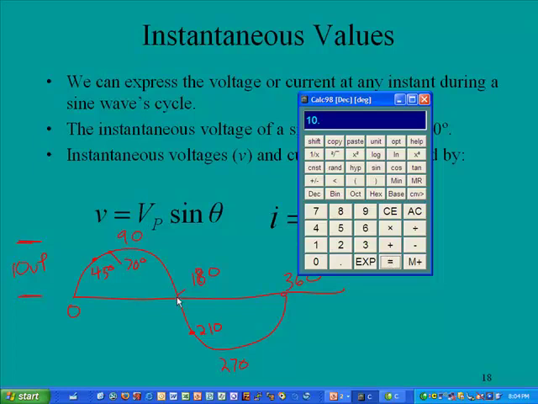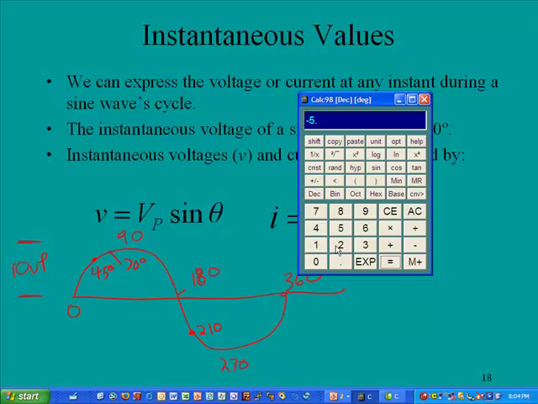Likewise, let's confirm at 180. So let's say at 180, the sine value is 0, so times 10 is going to be 0. So there's 0 there. And then let's go to 210. So if we went 210 sine times our 10 volt value, notice it is minus 5 volts, and that's what it should be, because we're looking at a negative voltage now. We're on the negative portion of the sine wave.